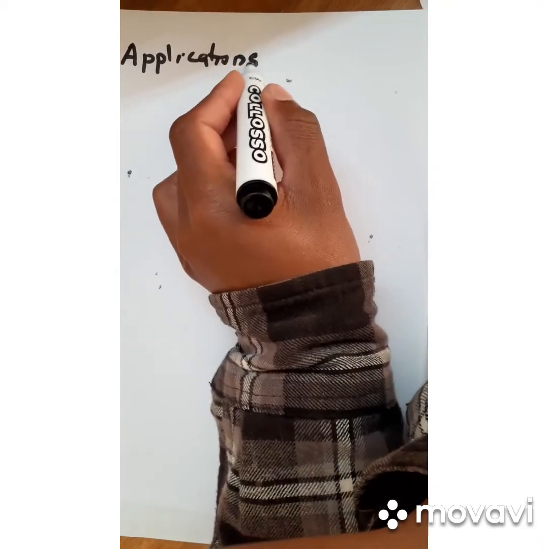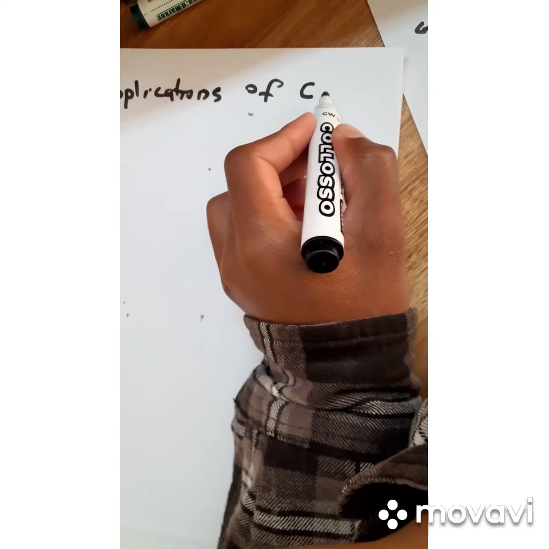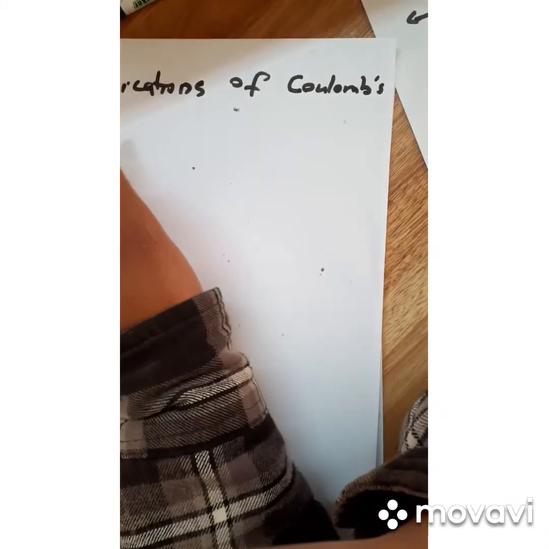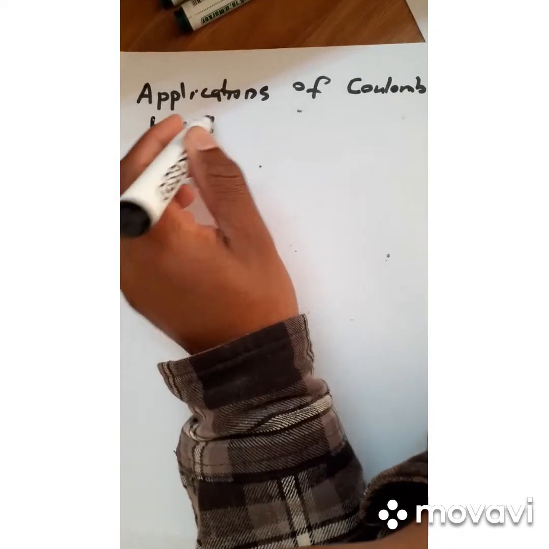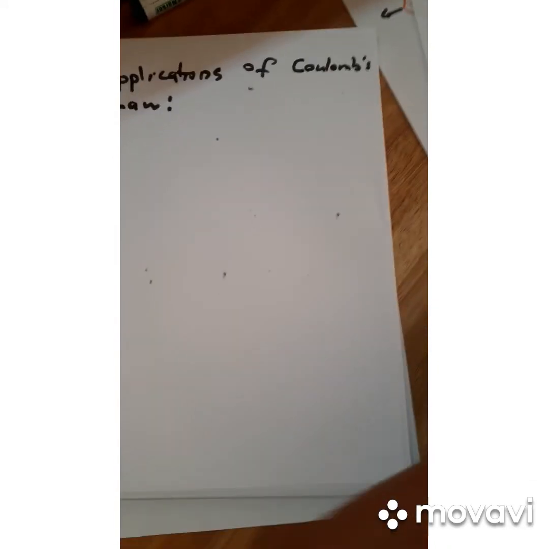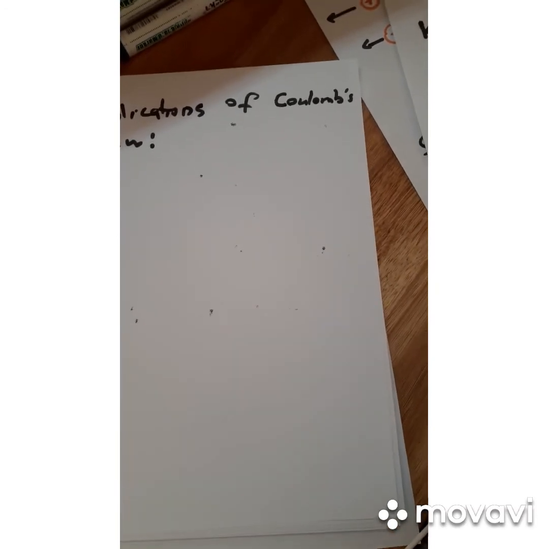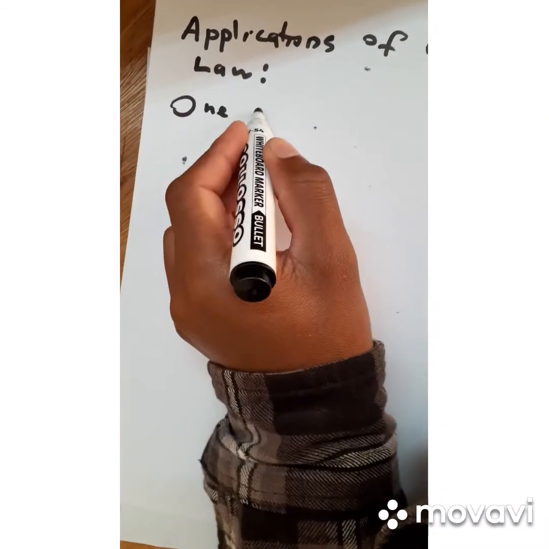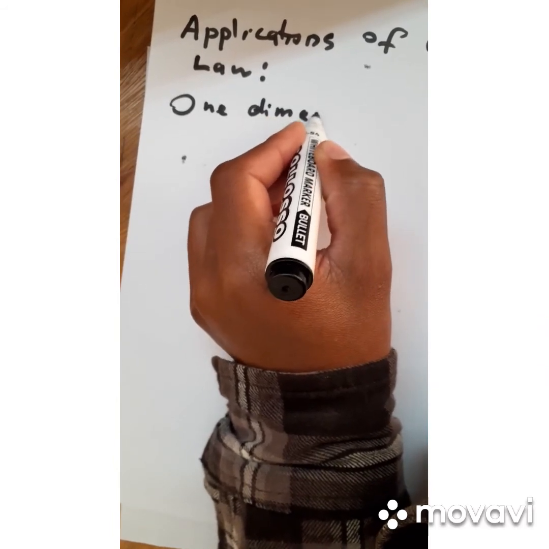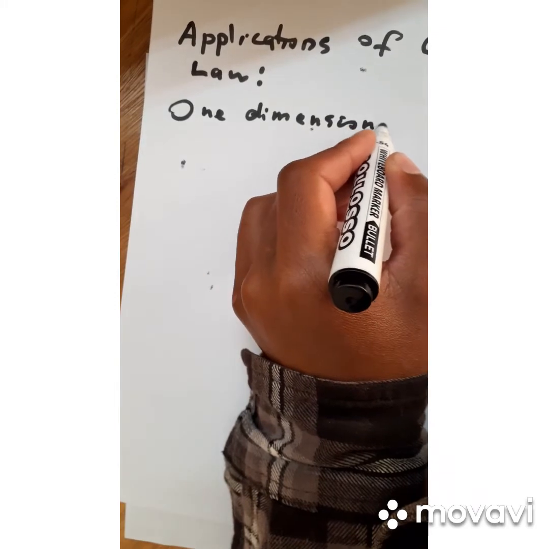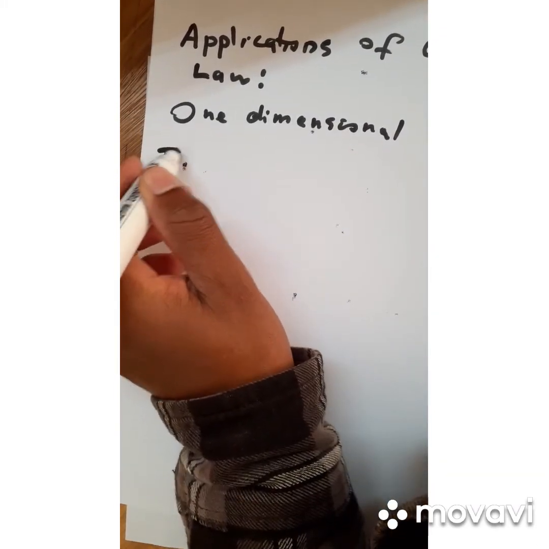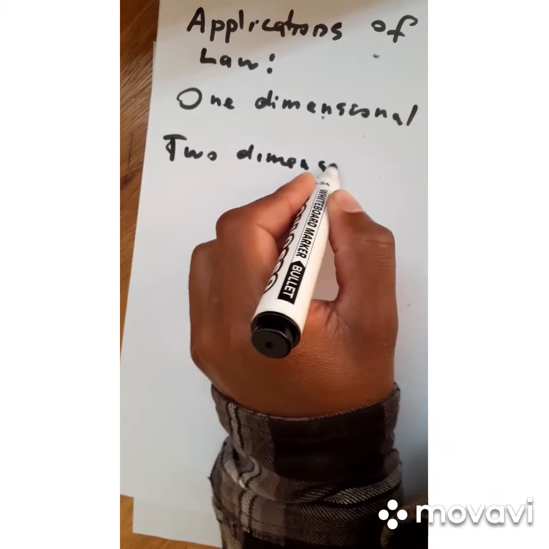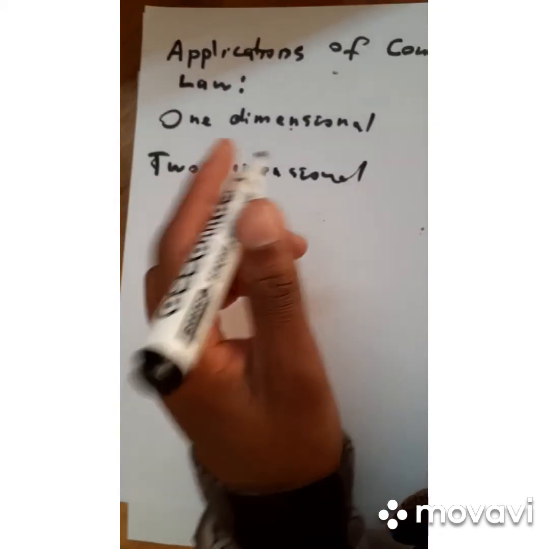Applications of Coulomb's law. Now, the application of Coulomb's law, it's either we're talking about the linear applications, which means one-dimensional, or two-dimensional. Now, we are only going to talk about these two, one-dimensional or two-dimensional.